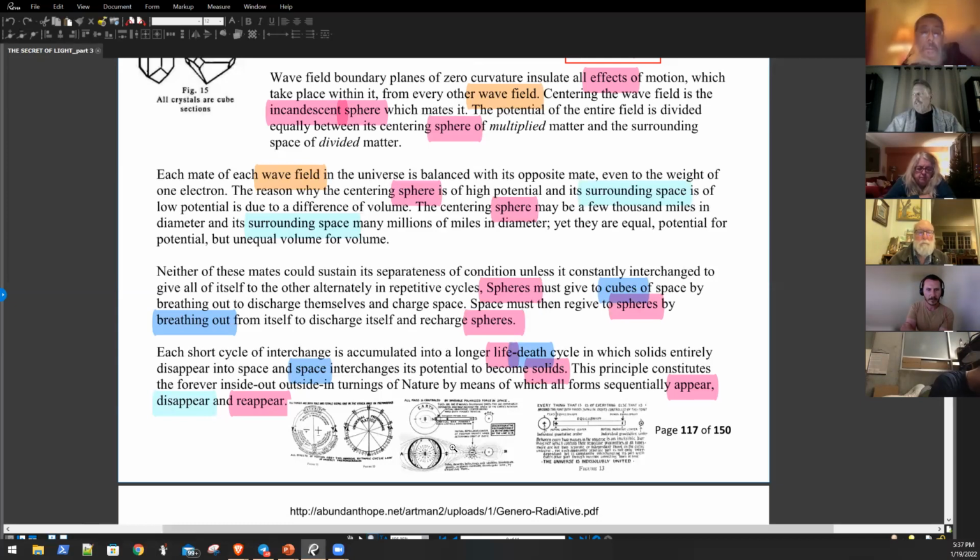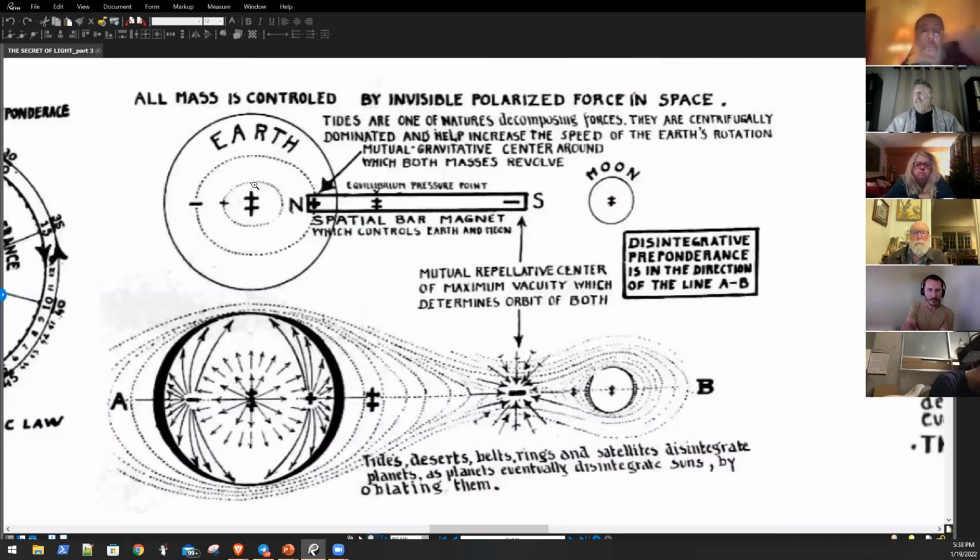So as we look at this, there was a question that you had asked earlier, Giselle, about, is this how things maintain balance? This was a diagram that I found from Walter Russell's, I think it was called The New Idea of the Universe. So all mass is controlled by invisible polarized forces in space. Tides are one of nature's decompressing forces that are centrifugally dominated and help increase the speed of the Earth's rotation. Mutual gravity center around which both masses revolve.